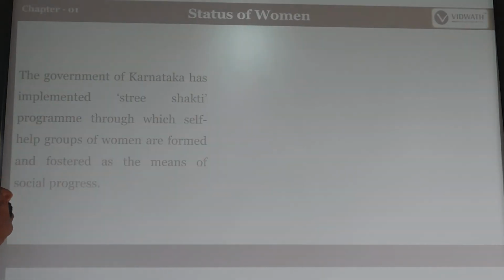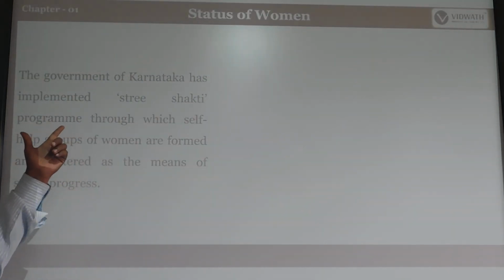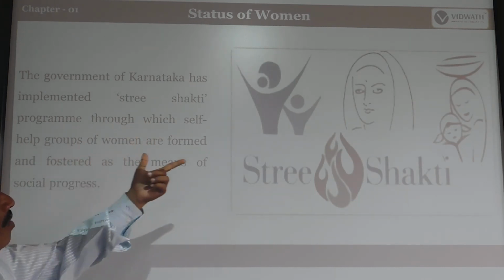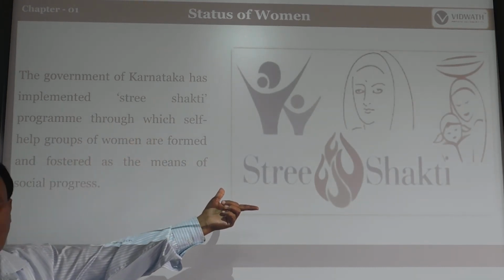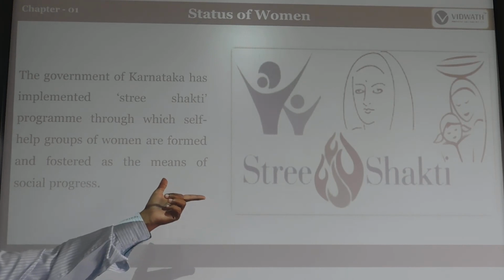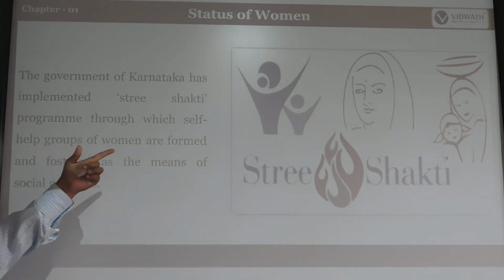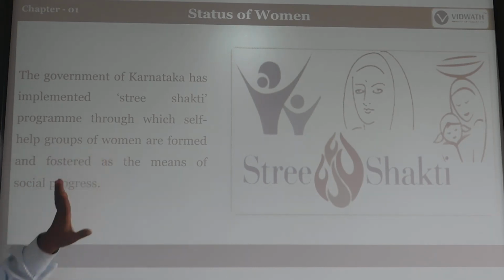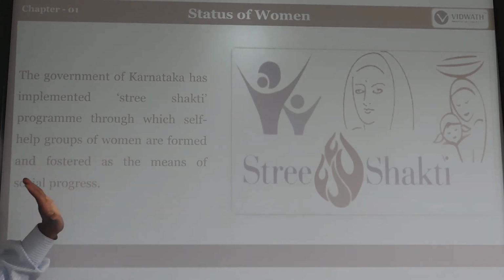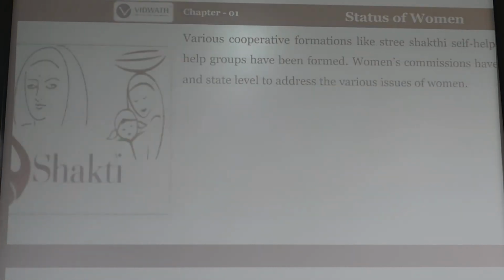Next, the measures. The government of Karnataka has implemented the Stree Shakti program. You know, Stree Shakti program. Through that program, nowadays more and more women are becoming empowered. Through it, self-help groups of women are formed, as a means of social progress. These are all helpful to the progress of women.